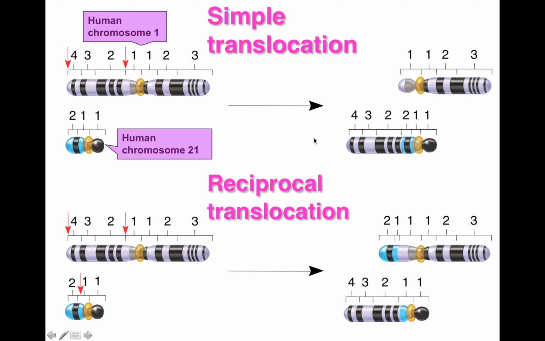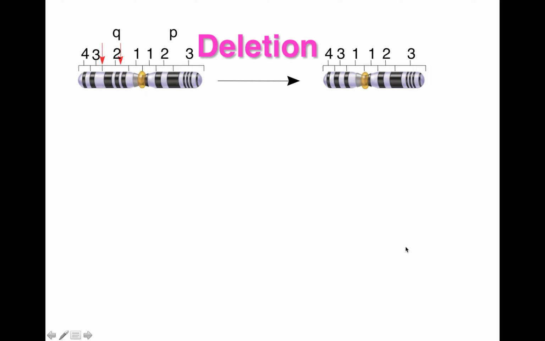Reciprocal translocations occur when two pieces of chromosomes are exchanged. Of course, these are not homologous chromosomes, so it's not normal recombination that occurs during meiosis, but instead we've got different parts of different chromosomes attached to each other.